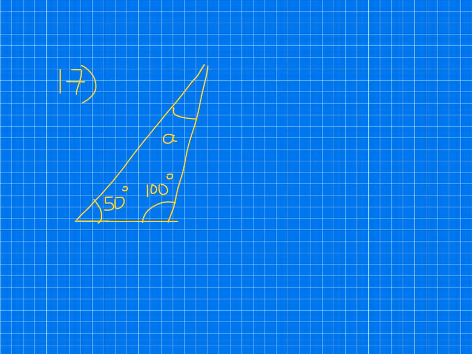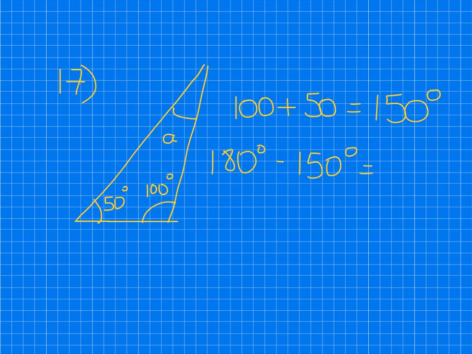Question 17. Here we're asked to calculate the size of angle A. Now the angles in a triangle add up to 180 degrees. 100 plus 50 is 150 degrees. We've already used 150 degrees of our 180. So to work out the size of angle A, we've got to subtract 150 from 180, giving us 30 degrees. There's 1 mark for knowing the angles in a triangle sum to 180, and 1 mark for a correct answer of 30.